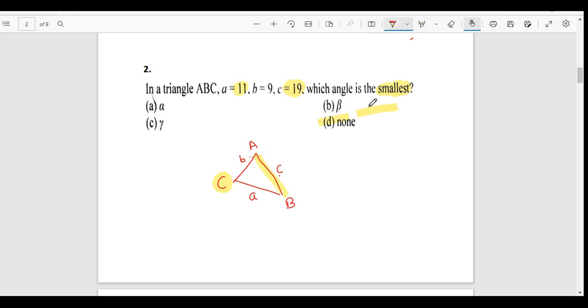Sorry, 1 second. There is some issue with my writing pen actually. That is why I'm not able to write properly. Okay.